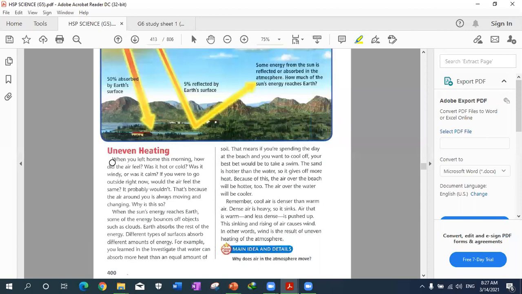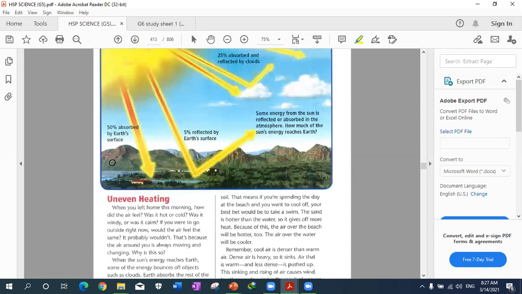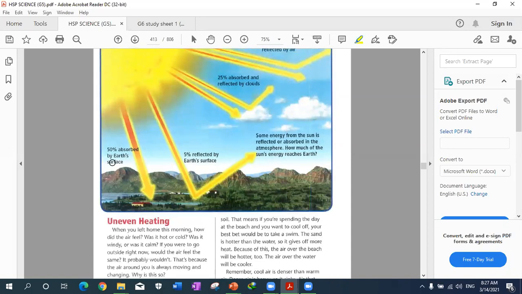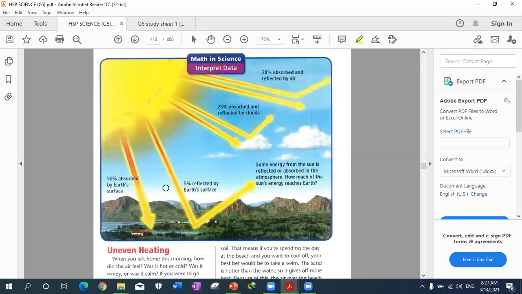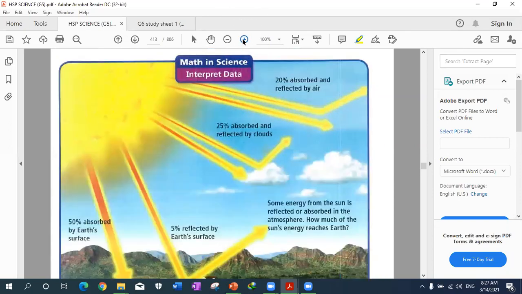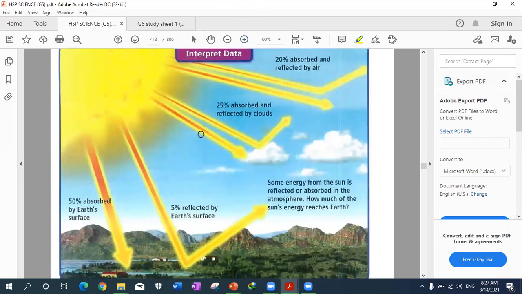So again, as we were saying in the previous part, heat is uneven on Earth's surface. Like in this picture, you can see it showing that 50% of the heat is absorbed by the Earth's surface, and another 5% is reflected by the Earth's surface. So some of the heat is absorbed, while another part is reflected from the Earth's surface.